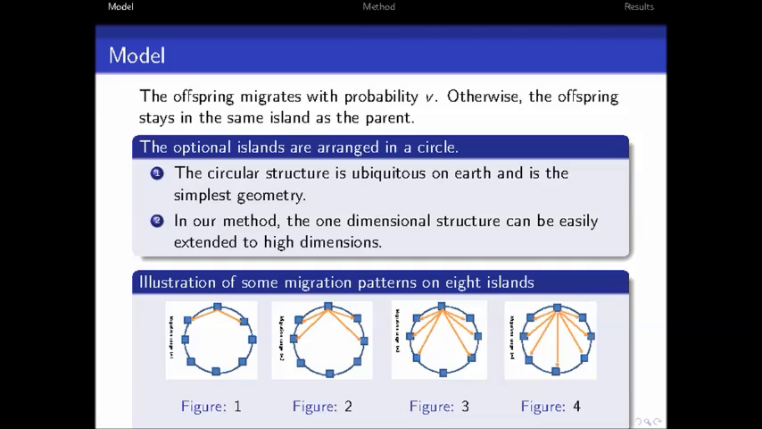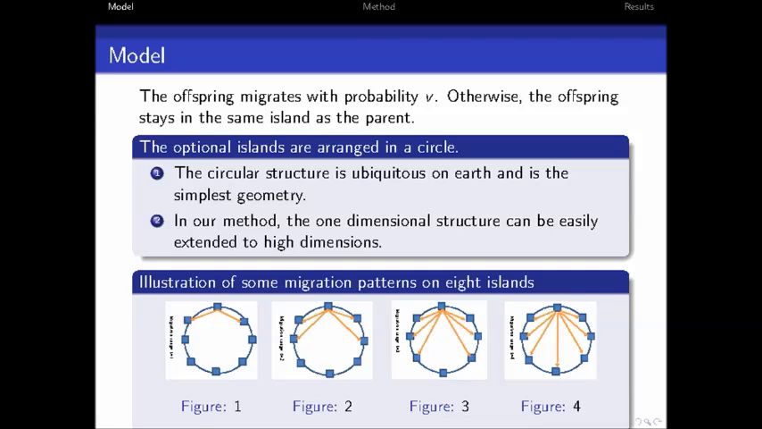The offspring migrates with probability v. Otherwise, the offspring stays in the same island as the parent. The optional islands are arranged in a circle. This is because the circular structure is ubiquitous on Earth. At the same time, it is the simplest geometry. Moreover, in our method, the one-dimensional structure can be easily expanded to higher dimensions.